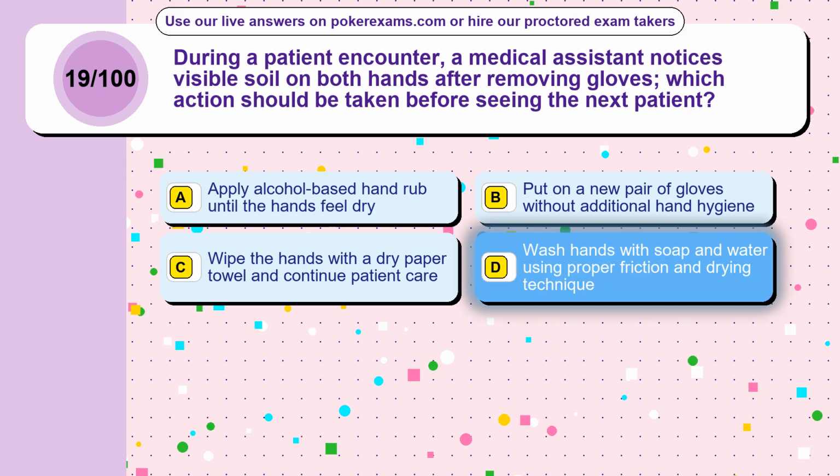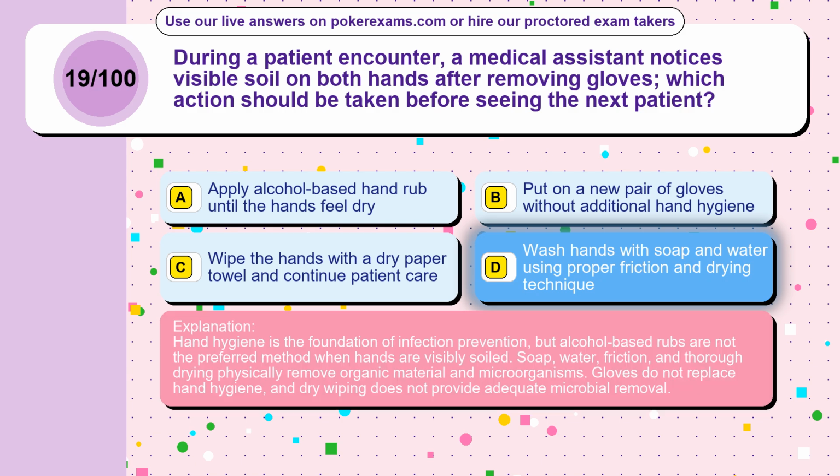The correct answer is option D. Wash hands with soap and water using proper friction and drying technique. Hand hygiene is the foundation of infection prevention, but alcohol-based rubs are not the preferred method when hands are visibly soiled. Soap, water, friction, and thorough drying physically remove organic material and microorganisms. Gloves do not replace hand hygiene, and dry wiping does not provide adequate microbial removal.